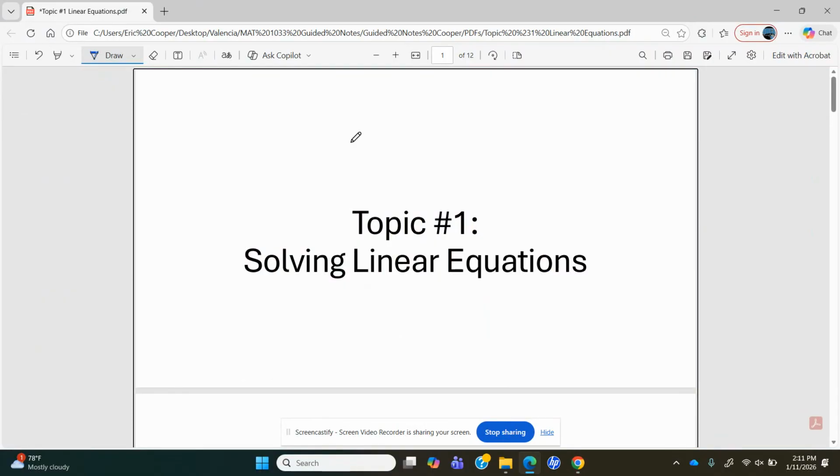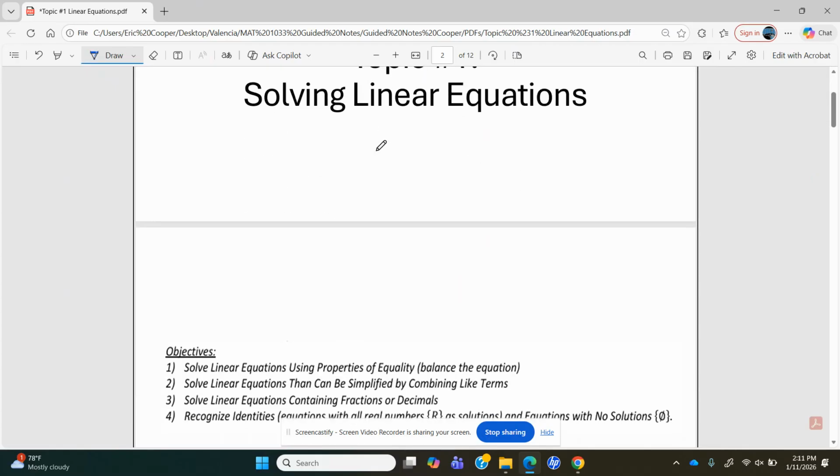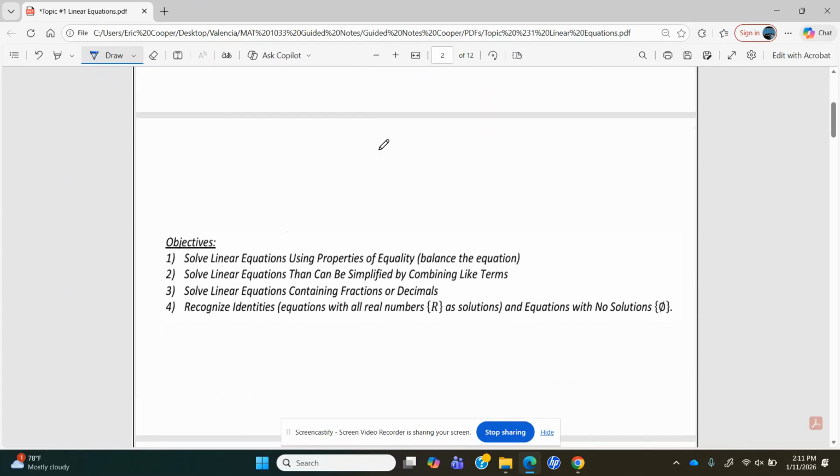Hello everybody, and welcome to topic number 1, solving linear equations. In this topic, we have a bunch of objectives we're trying to show you. We're going to show you how to solve linear equations using different properties of equality by balancing the equation.